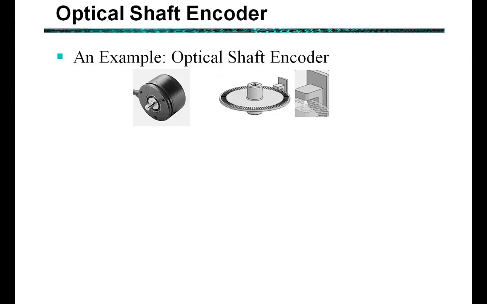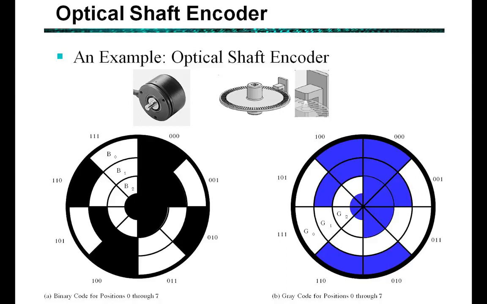Alright, let's consider an optical shaft encoder example where we have a motor and we want to know the position of that motor somewhere around the 360 degrees. So we can use an optical shaft encoder for that, where we have a light source projecting through and a photosensor on the other side, and then some sort of encoded disk that we're going to use to indicate where we are around that disk.